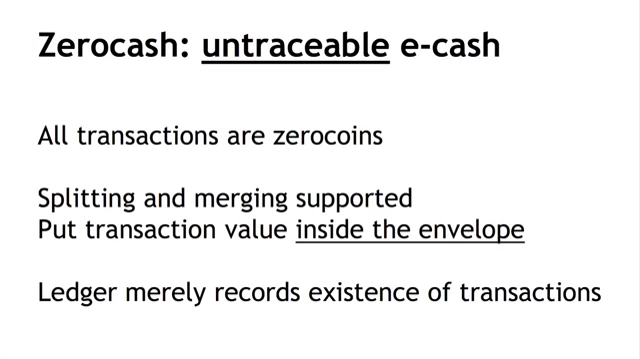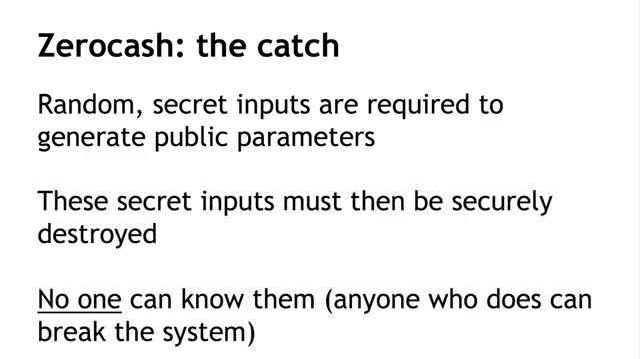But that almost sounds too good to be true. A completely untraceable electronic cash system. It is ledger-based, but the ledger doesn't record anything that might compromise anonymity or privacy. Well, there is one catch. Here's the catch in ZeroCash. It requires a certain setup process to even set up the system. Specifically, one needs random and secret inputs in order to generate the public parameters. Think of those as public keys, except that these are giant public keys. They're over a gigabyte in size.